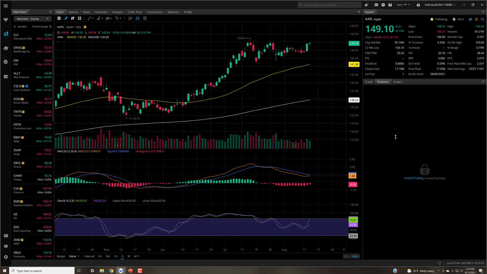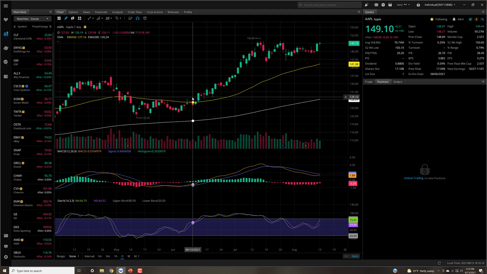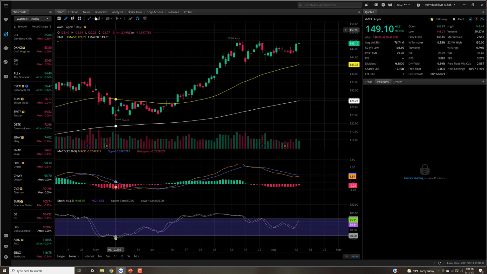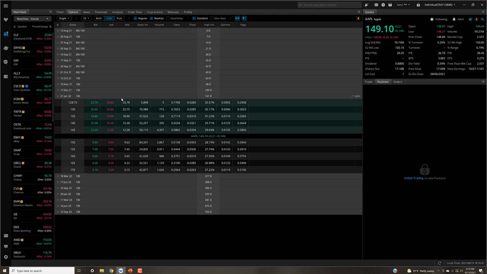Okay, so I'm here on the Webull trading platform, and I'm just going to use Apple as an example. So let's assume you're looking at Apple here, and right now it's trading at 149, and you think it's going to get to 155. However you've decided this, whether it's technical analysis, fundamental analysis, you believe Apple is going to go to 155, or you think it's just going to go higher in general. So you want to buy a call option.